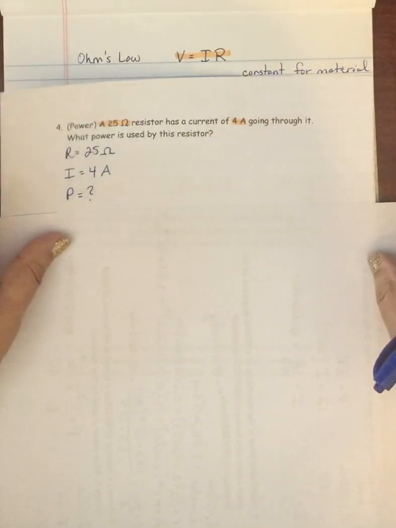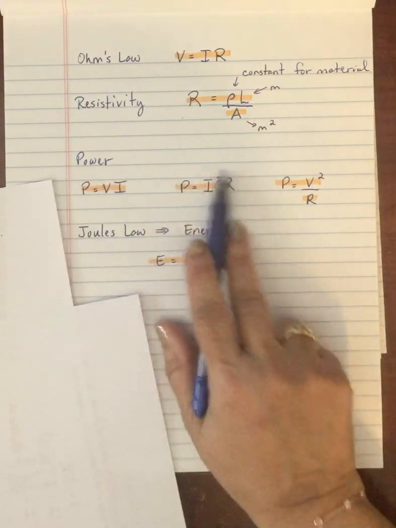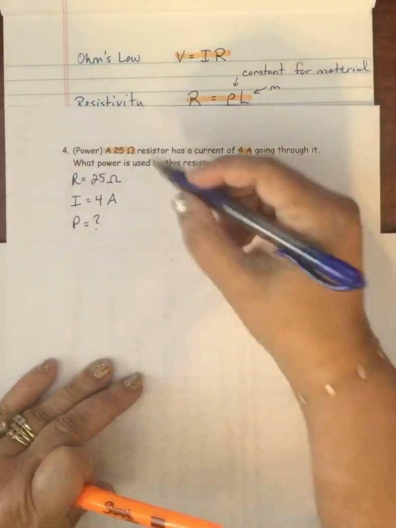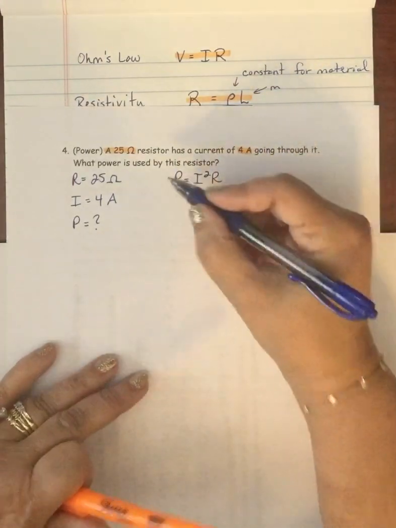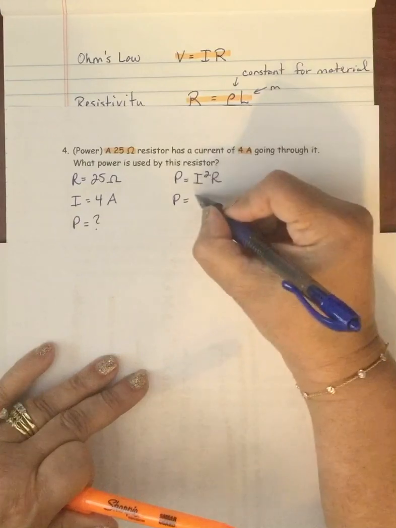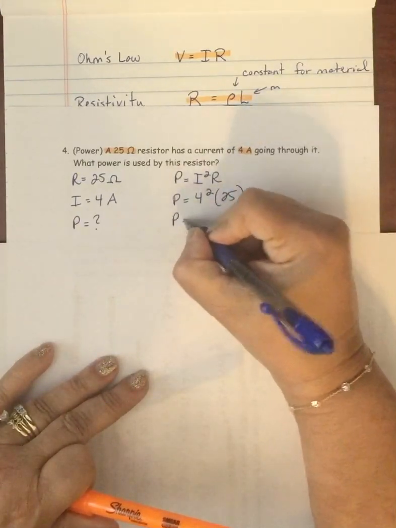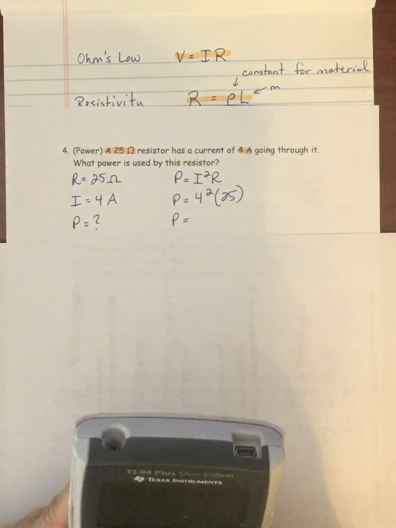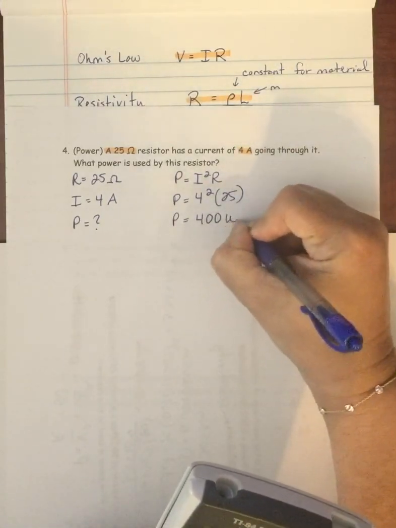So looking at the variables that we have, I and R, the middle equation will work for us, because we don't know voltage. So using that equation, P equals I squared times R, I meant times R, not over R. We have 4 squared times 25. So 16 times 25 gives you 400 watts.